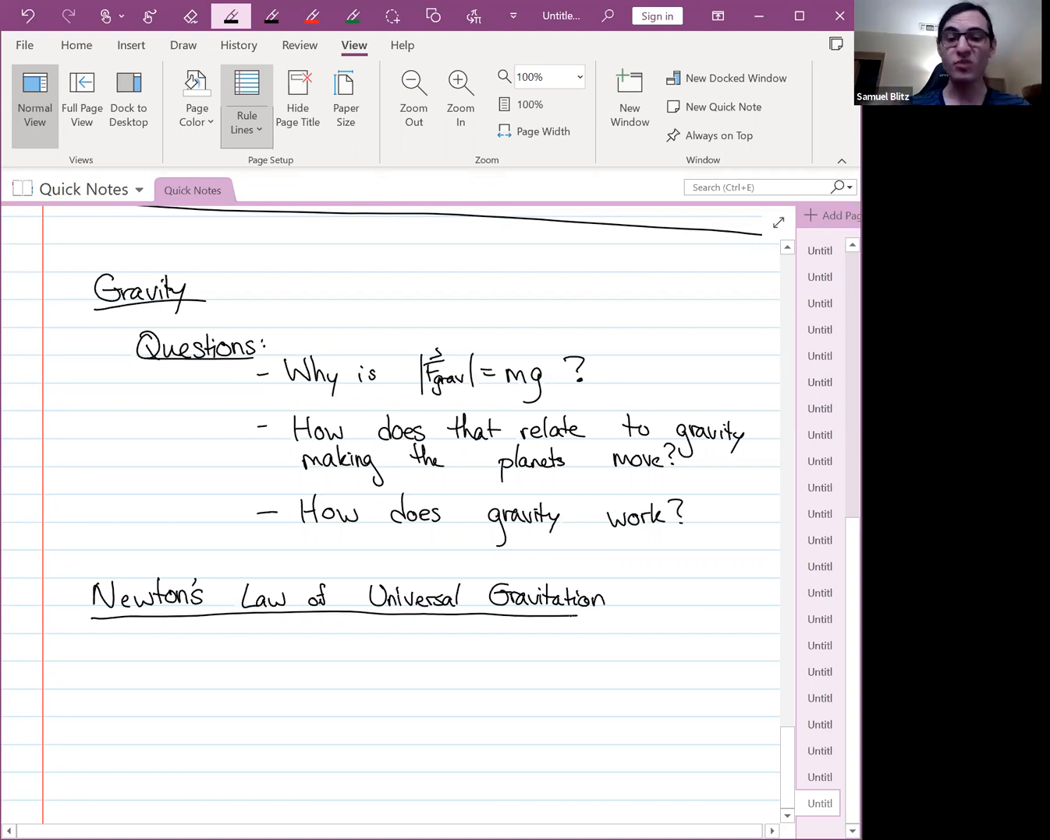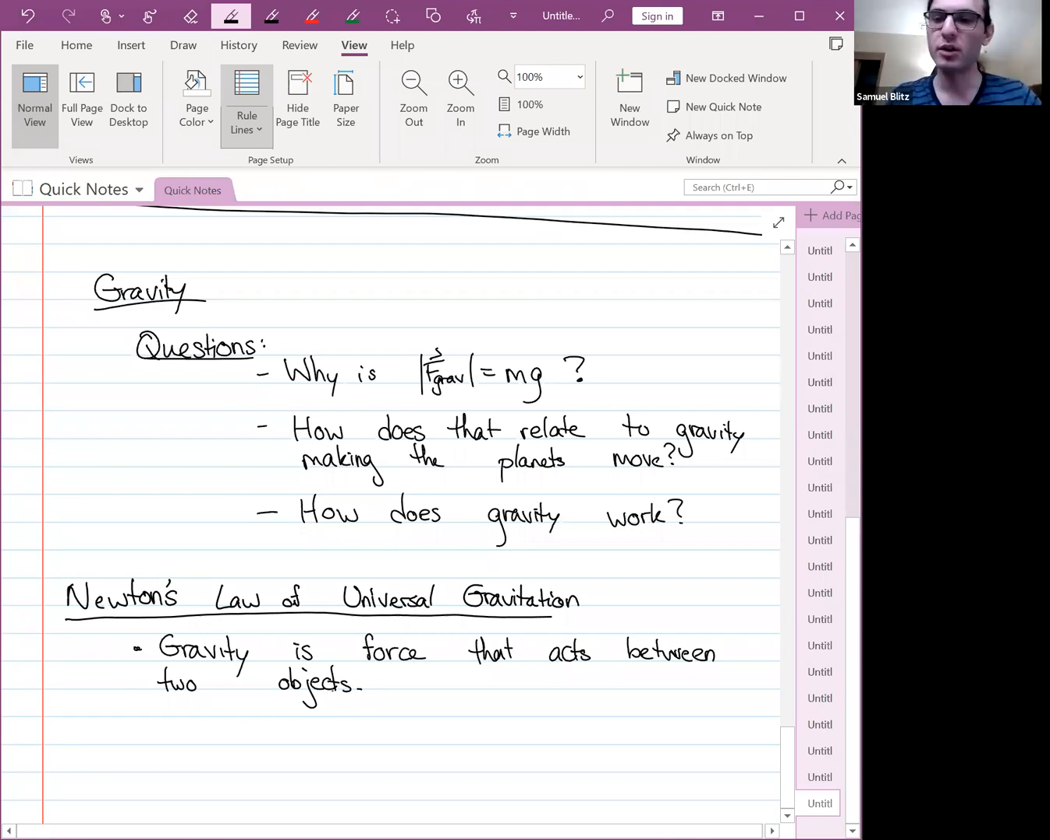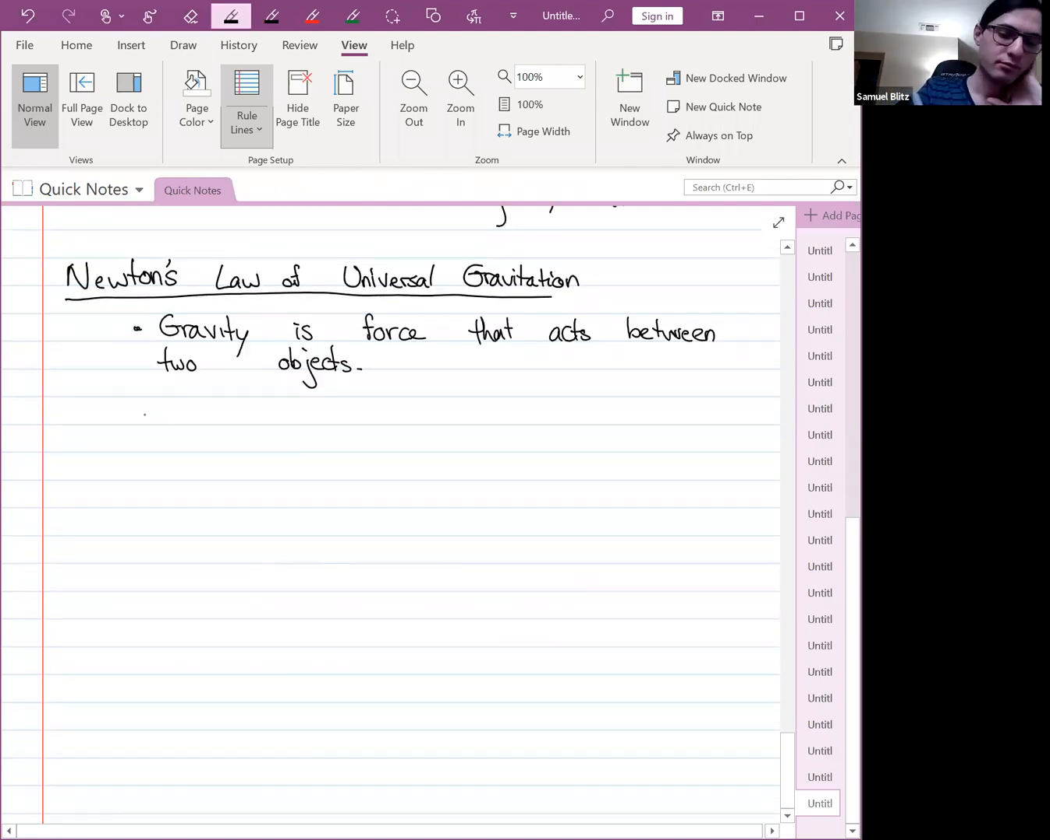So Newton's law of universal gravitation is basically a set of empirical observations that Newton came up with. First observation, or rather an assumption, is that gravity is a force that acts between 2 objects. Okay, all forces act between 2 objects. Fine. Second, gravity is always attractive.